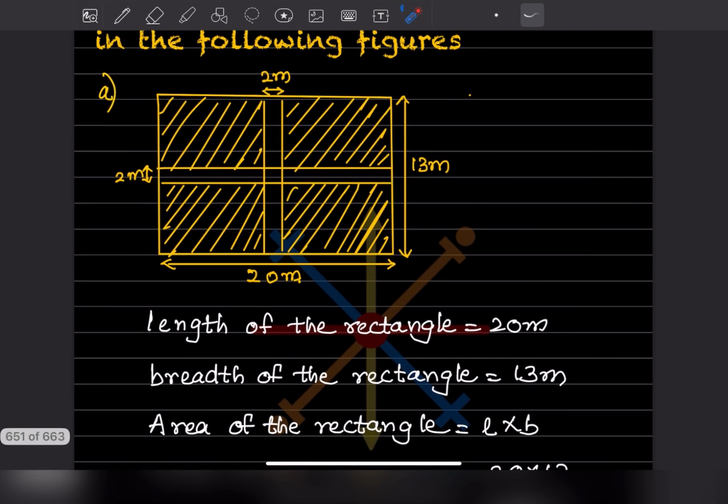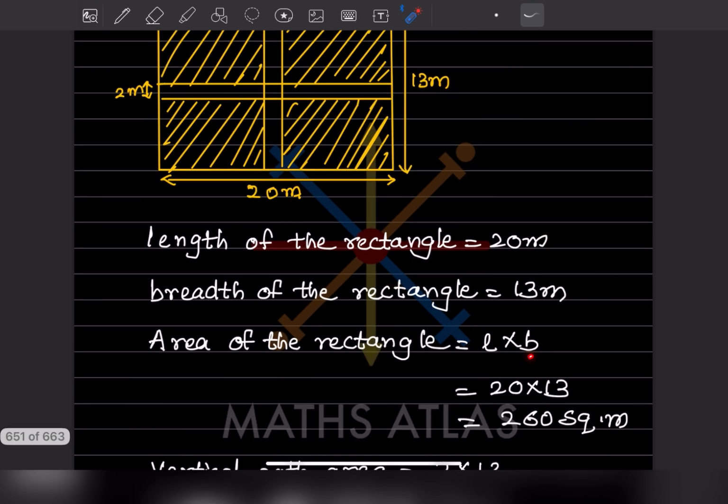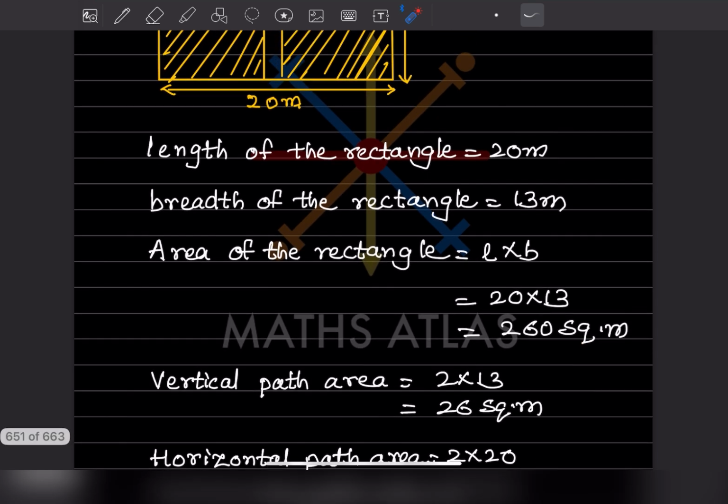So length of the rectangle, now let us see, this is a rectangle. Here the length is given, that is 20 and this is 13. So definitely that is going to be a rectangle. Length is 20 and the breadth is 13. So area of the rectangle, that is length into breadth, that will be 20 into 13, that will be 216 square meter.